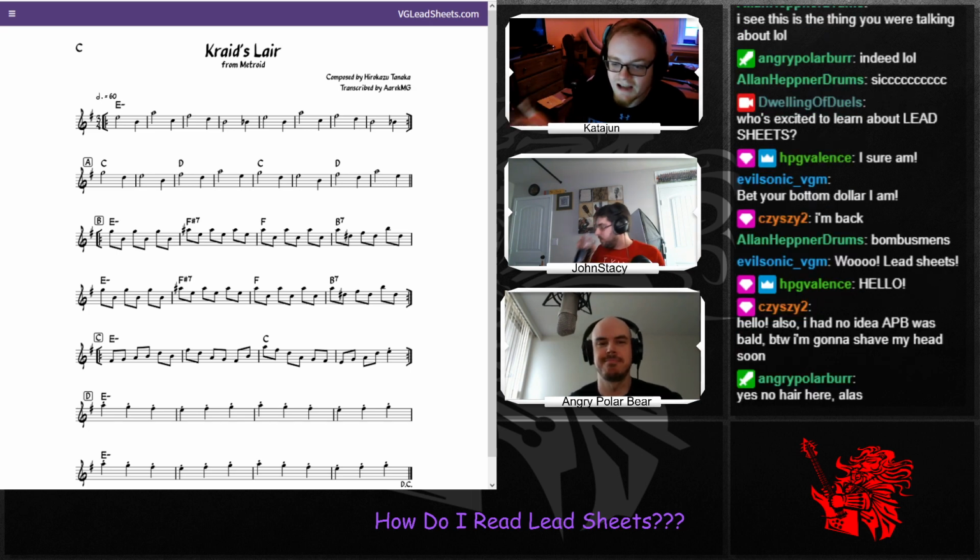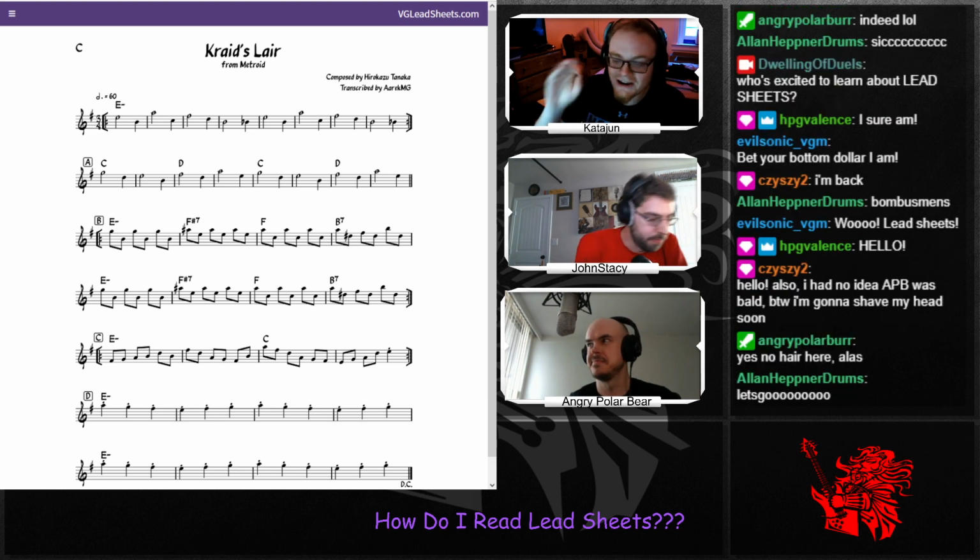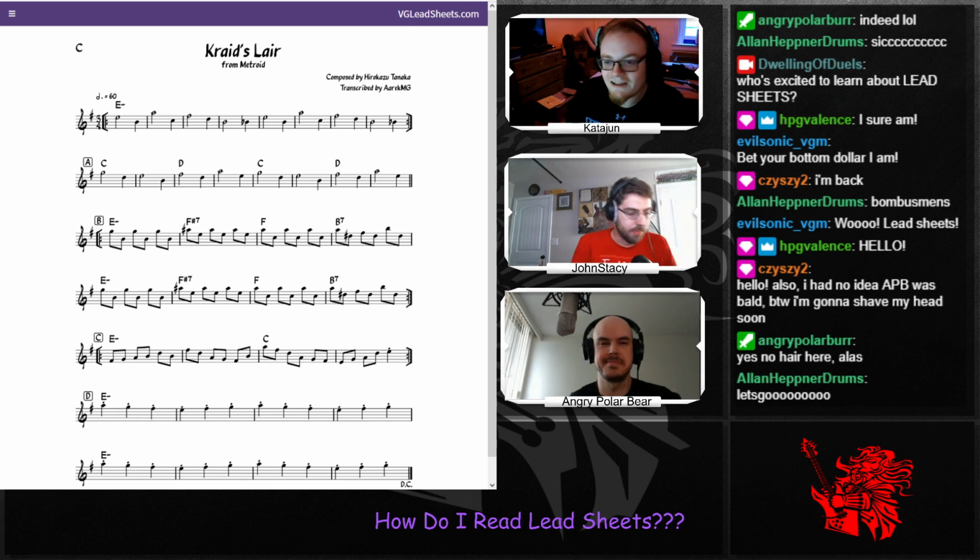I know personally I'm not classically trained in any way. I can read sheet music, but it's the kind of thing where I have to go through it and notate all the notes and things. I can't sight read anything.